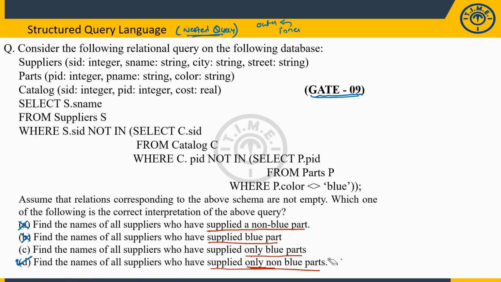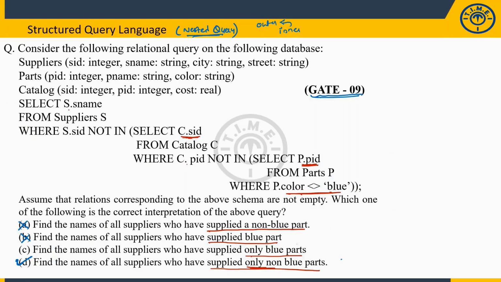Now observe how to solve this question. First, I will eliminate some options. What is the innermost query? Select PID from parts where color not equal to blue. It finds the part IDs of non-blue parts. What is the outer query? Select supplier ID from catalog where part ID not in the list. Inside the list we have the non-blue parts, so the outer query is finding blue parts.